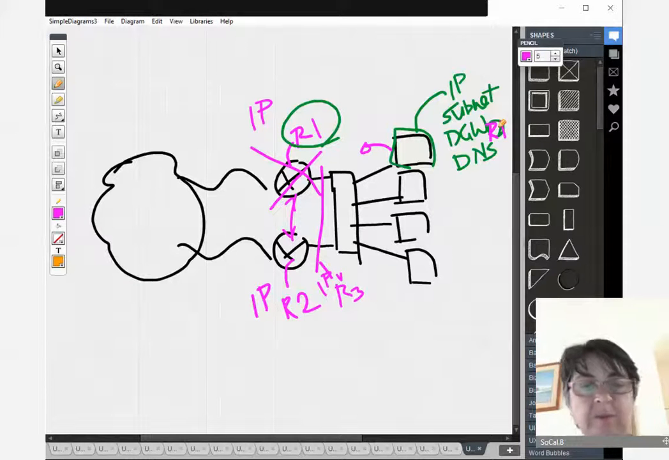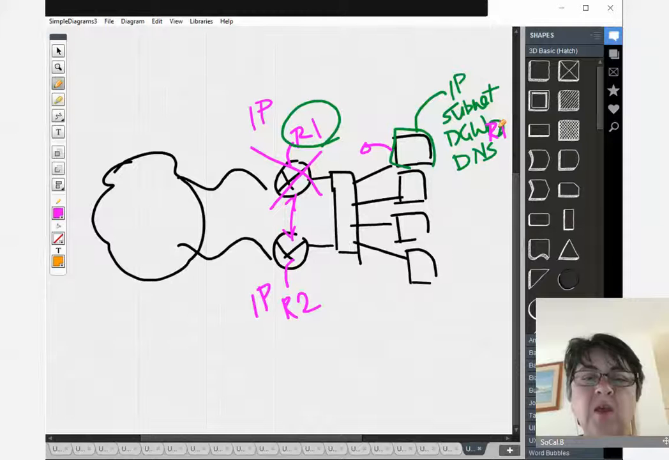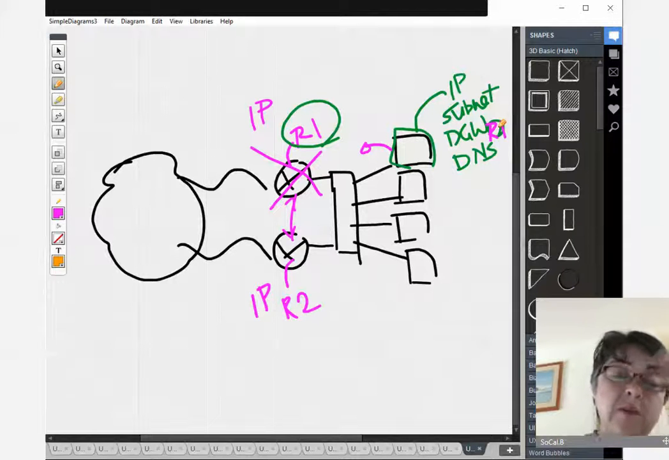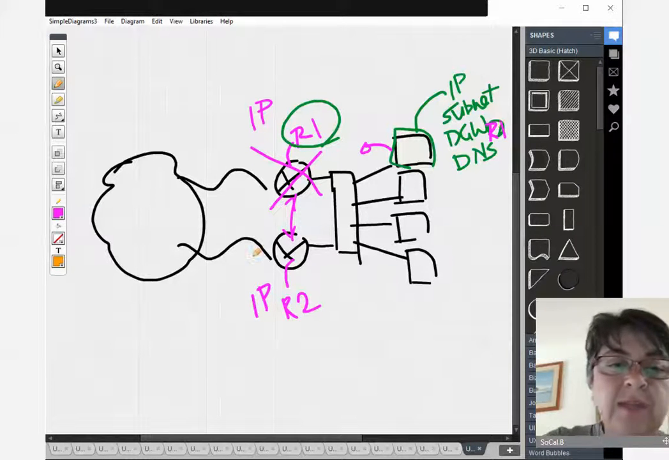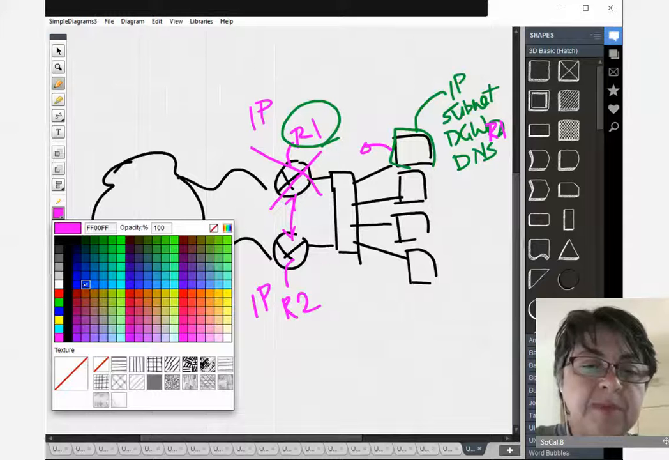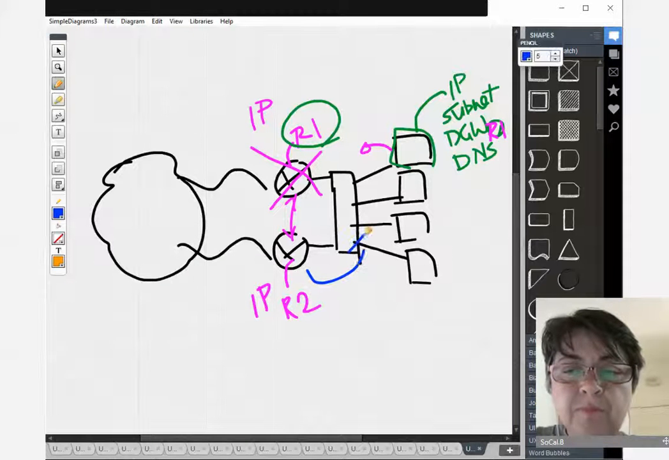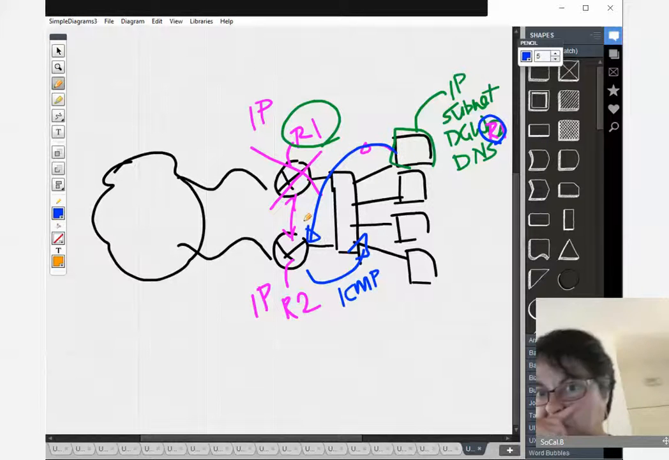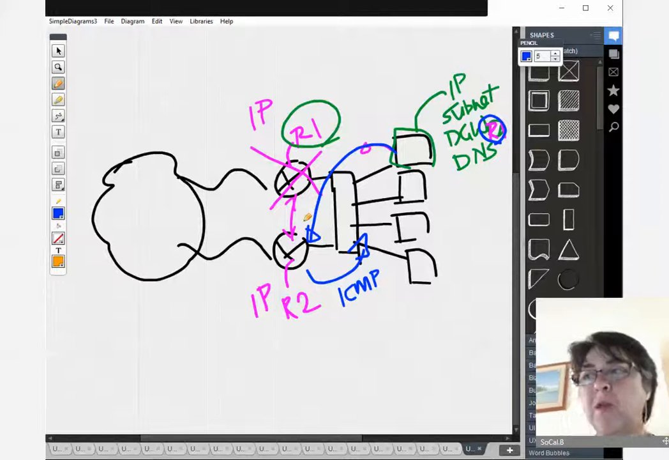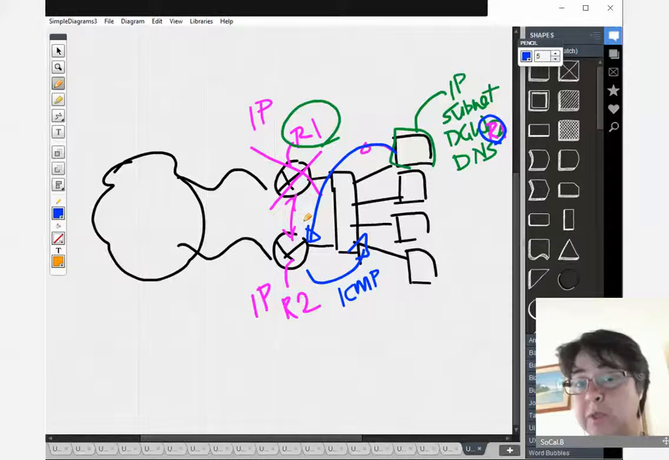That's one way of doing it, but there's another way, which is called the ICMP redirect. The ICMP redirect is when R1 goes down, R2 sends an ICMP message saying, look, don't send it to R1, send it to me. Remember, ICMP is a troubleshooting feature. So that's basically what they do, to allow for the redundancies to happen.